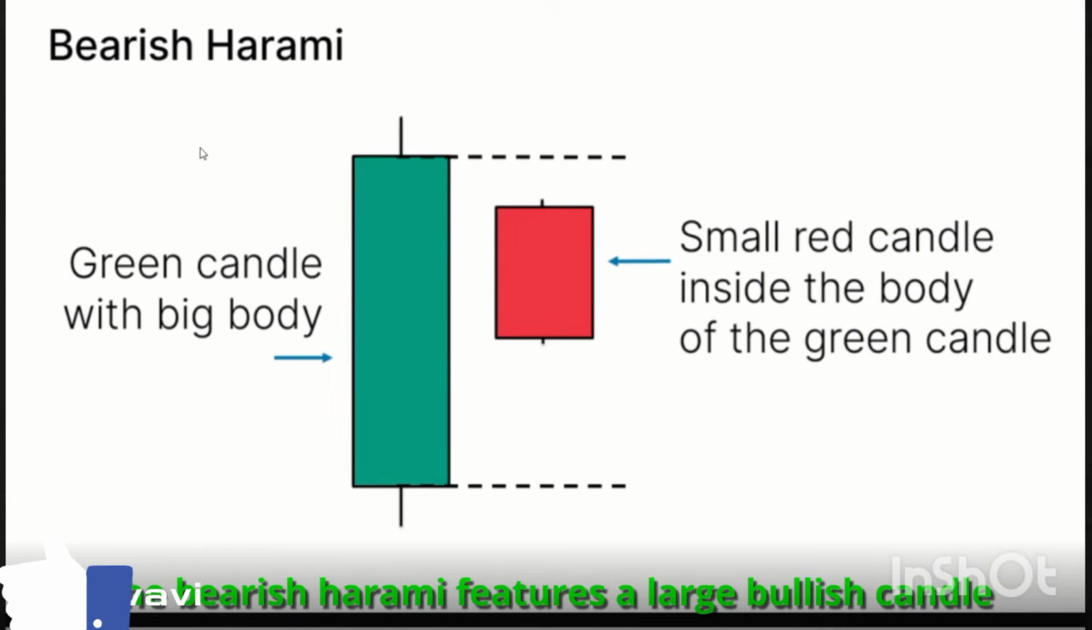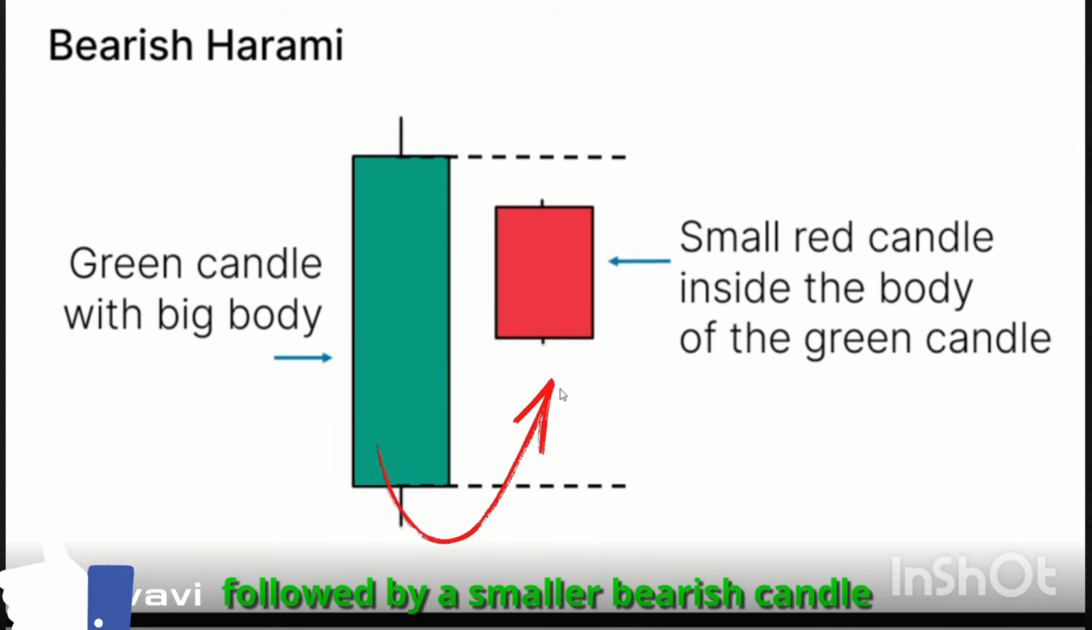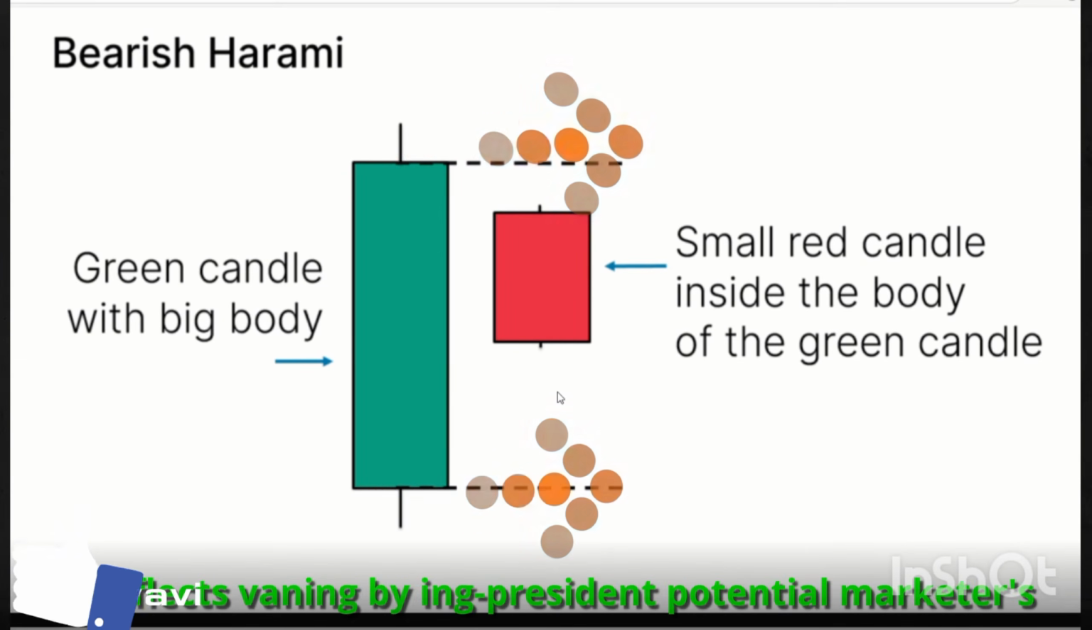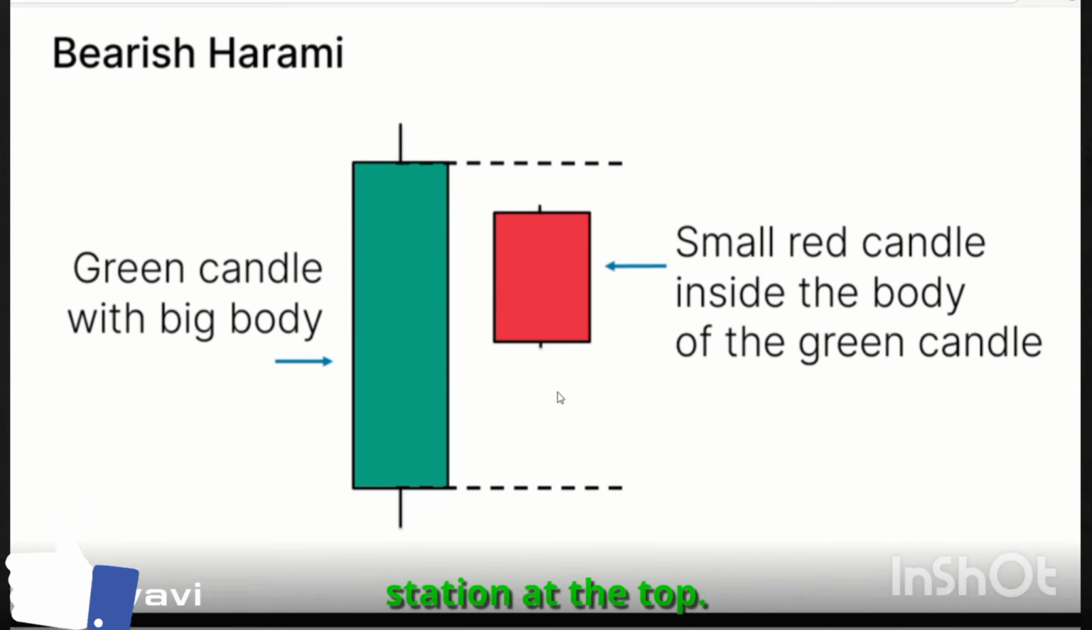The bearish harami features a large bullish candle followed by a smaller bearish candle that is completely contained within the body of the previous one. It reflects waning buying pressure and potential market hesitation at the top.